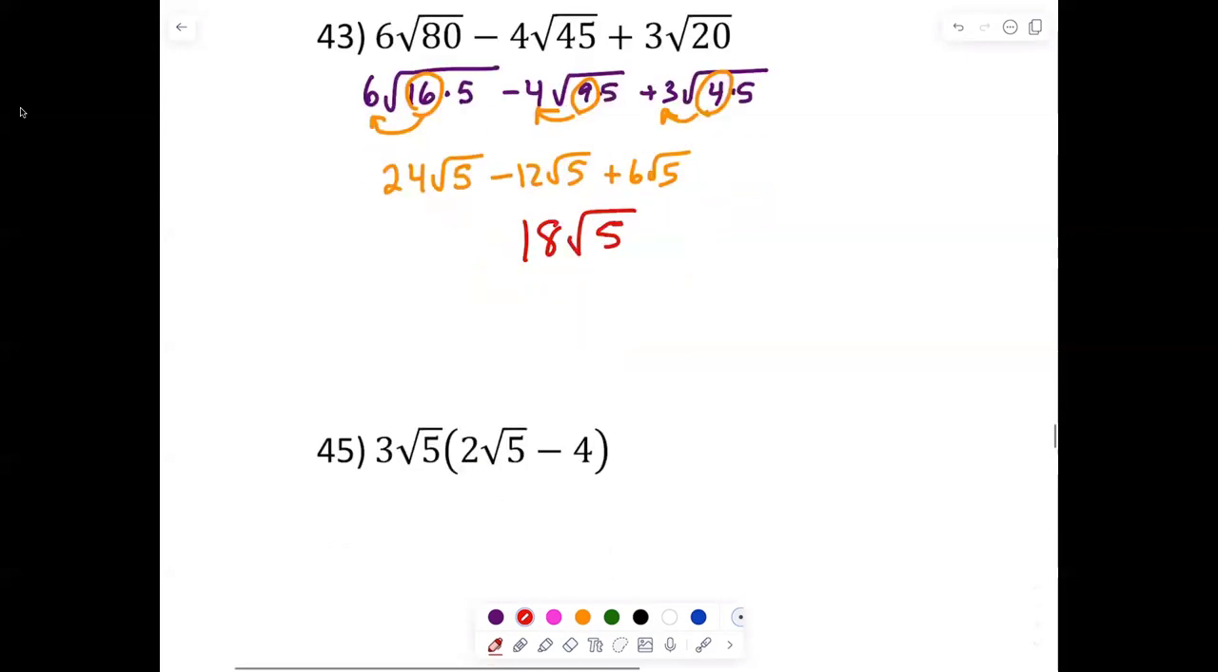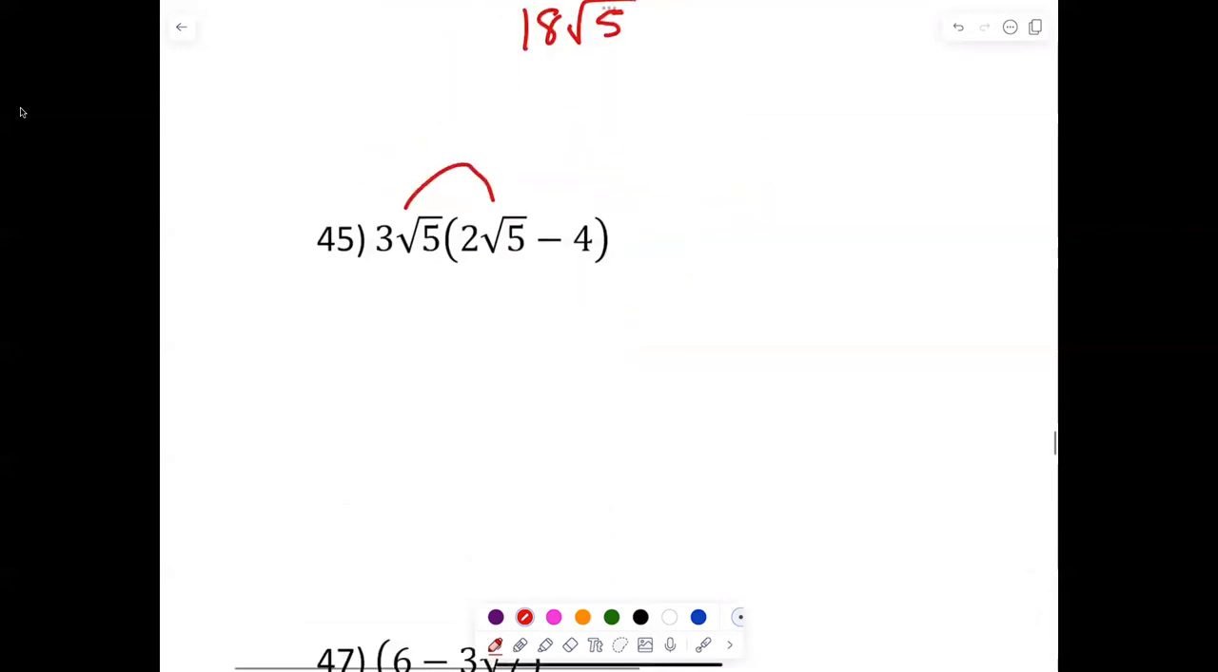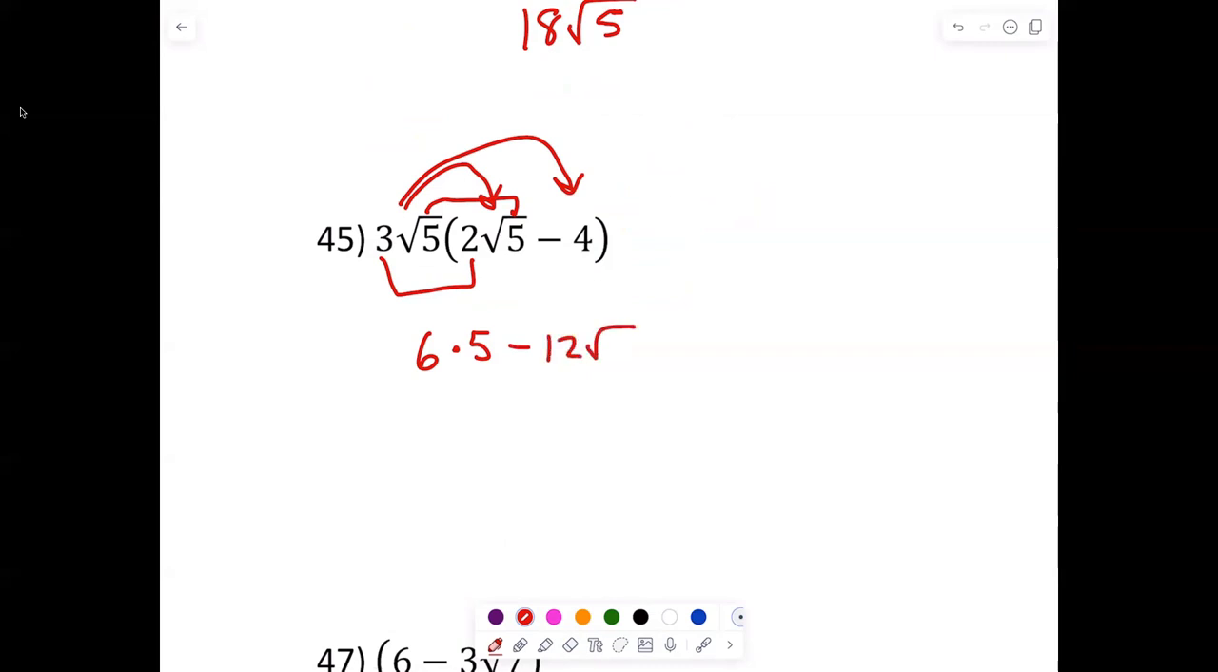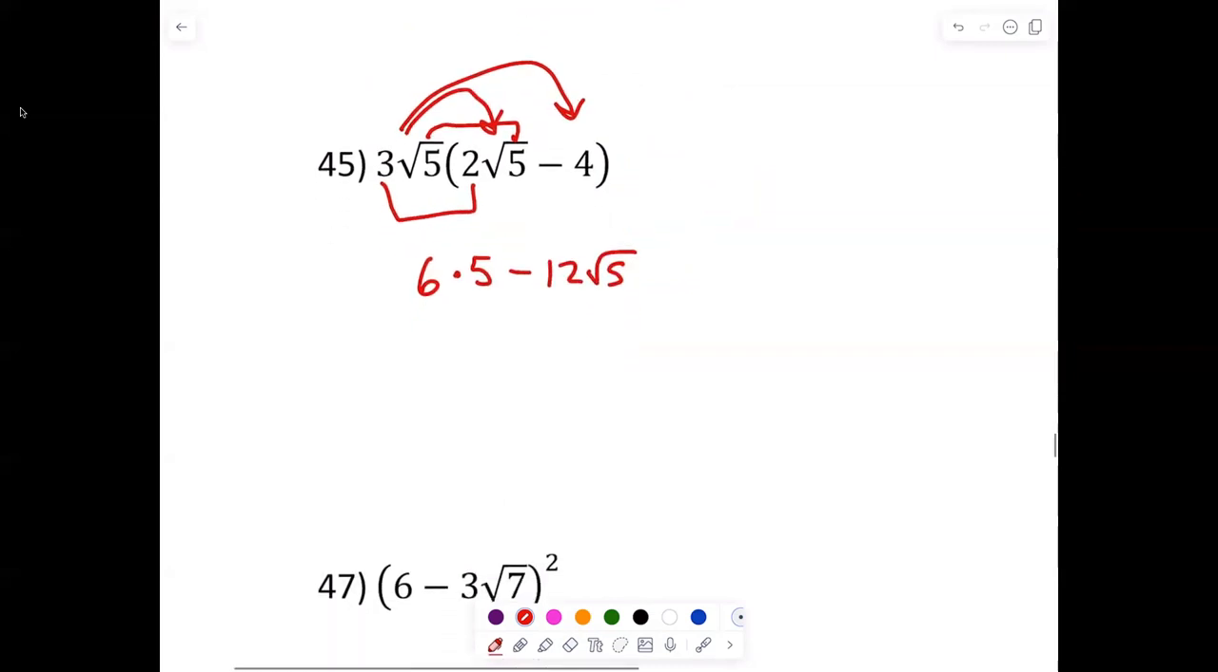Now we're going to distribute 3 radical 5 times this and then times this. What's 3 times 2? Radical 5 times radical 5. 5, very nice. And now 3 radical 5 times negative 4. And 6 times 5 is 30 minus 12 radical 5. Very nice. That is your answer.